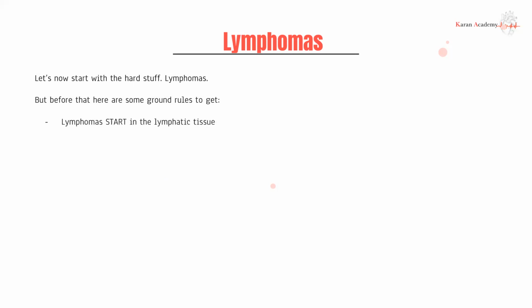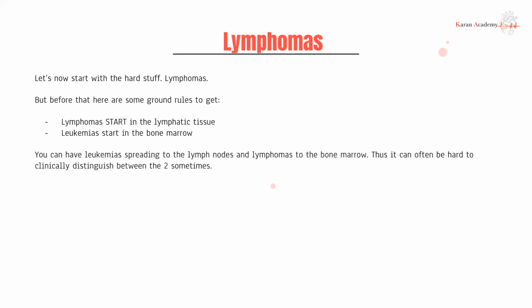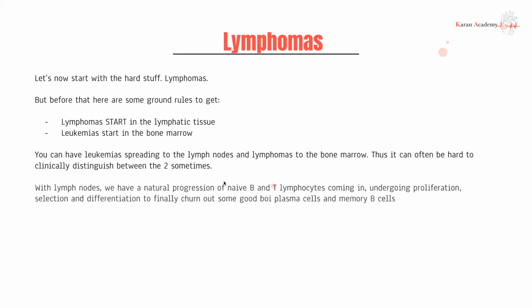So buckle up, because I personally think lymphomas are a bit harder to understand, but the big brain knowledge realization with lymphomas is much more, and it feels nice to understand what's going on, because lymphomas, in my opinion, are quite confusing. So let's set up some ground rules. Number 1, lymphomas start in lymphatic tissue. Leukemia starts in the bone marrow. I know I've said this before, but I'm stressing this again. You can, again, have one spreading to the other, and this can make them hard to differentiate between the two.